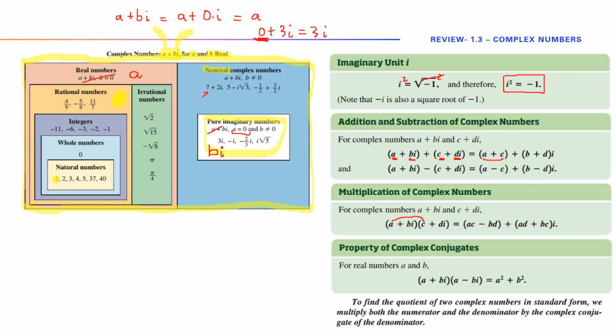For multiplications, we still distribute. So a times c is the first term. Then we have a times di, and b i times c, so bc times i. Now, how about this term? Remember, we have bi multiplied by di. That is b times d multiplied by i squared. And i squared is equal to -1, so that becomes minus bd in this case.